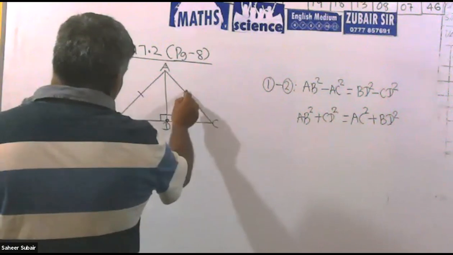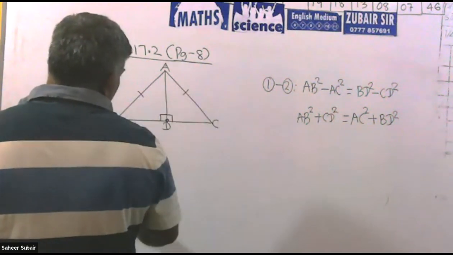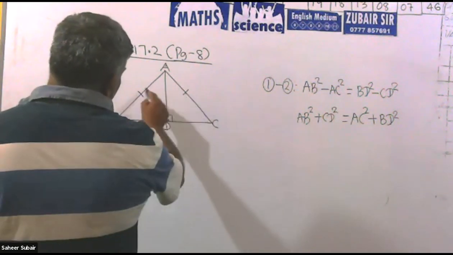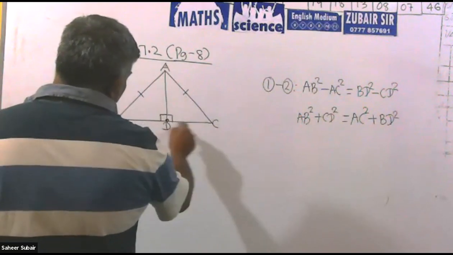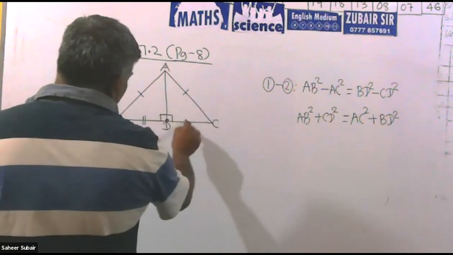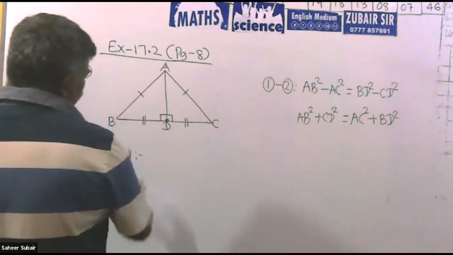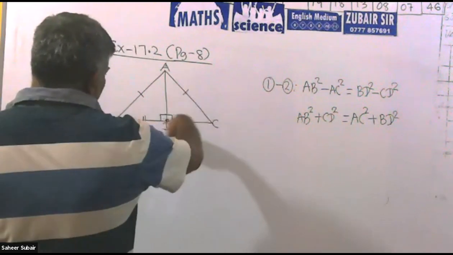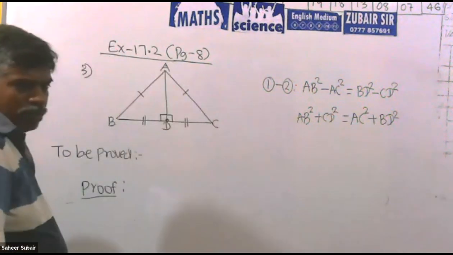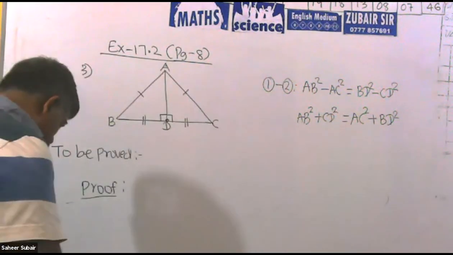Equilateral triangle means the sides are equal. Right? Then if these two sides are equal, the third side gets bisected automatically. Then this one is also equal. This part is equal to this part, and all three sides are equal because of the equilateral triangle.